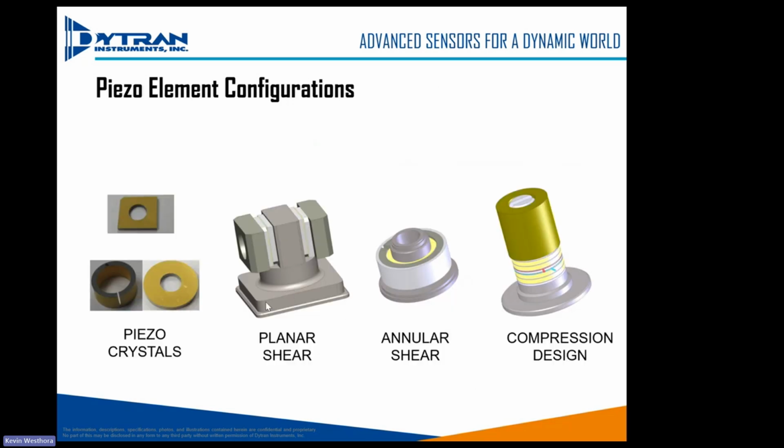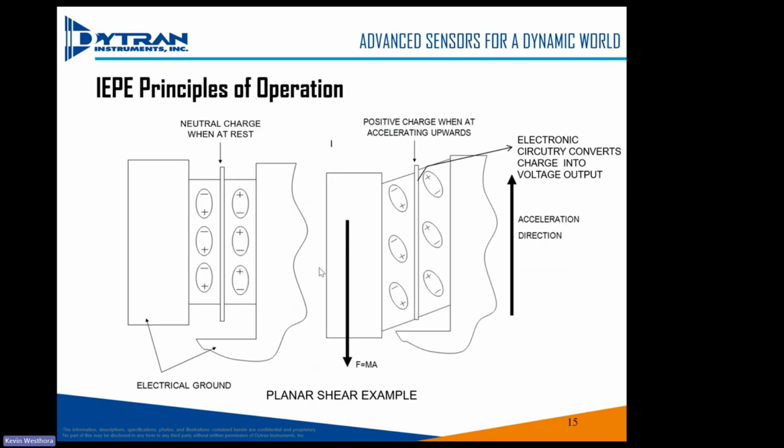And the crystals, these are the crystals. Once we cut them and we polarize them, this is what they look like. There's lots of different designs and shapes that we utilize at Dytran. This is a cartoonish depiction of what a shear mode IEPE accelerometer looks like.